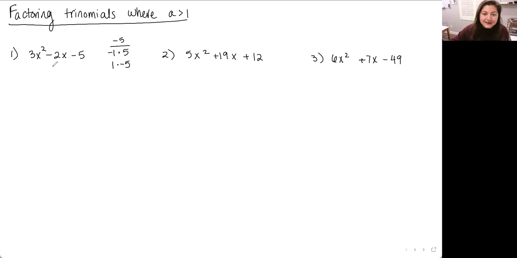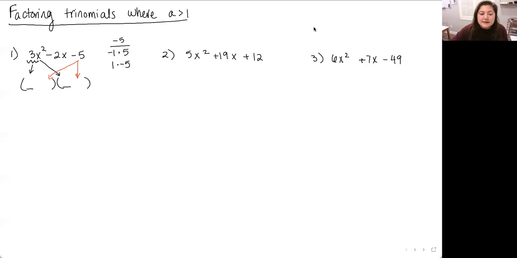And the reason why it's not going to add to this -2 is because of this fabulous 3 right here. So 3 is fabulous because it's going to somehow affect these numbers, okay? What's going to happen is when we open up our two sets of parentheses, our first two terms need to be a set of factors from 3x squared. Our second two terms in both of the parentheses need to be a set of factors of this -5.